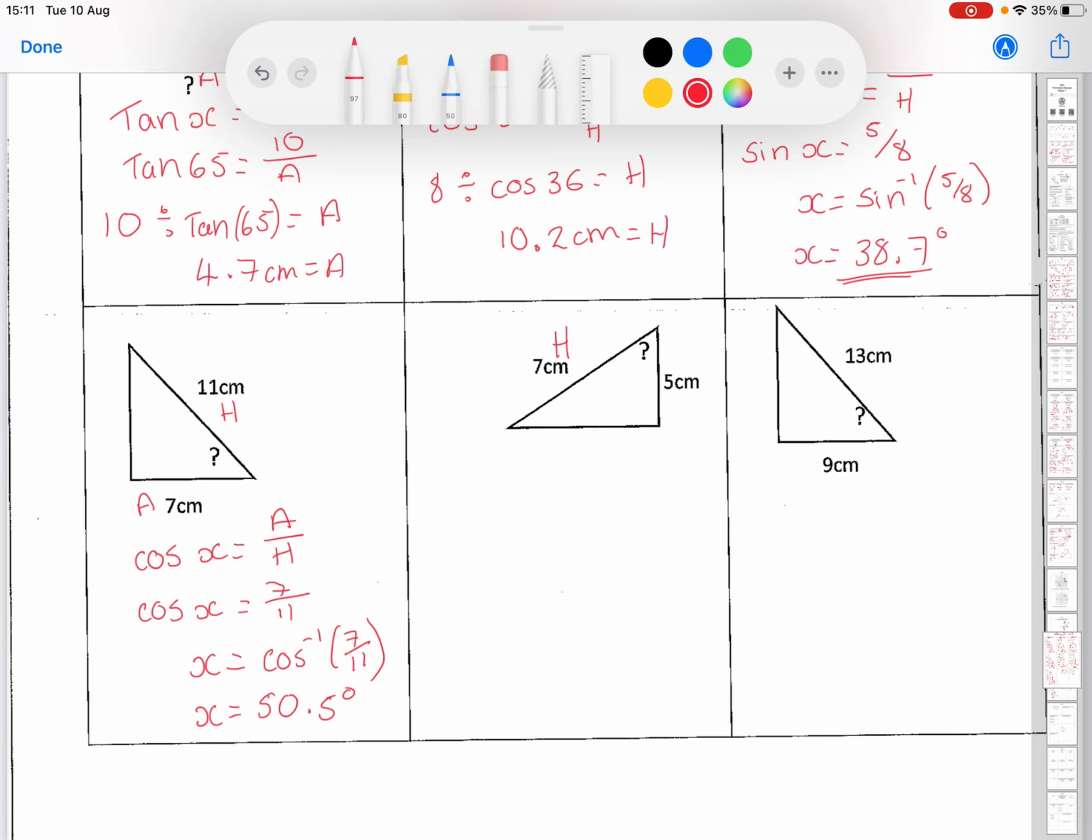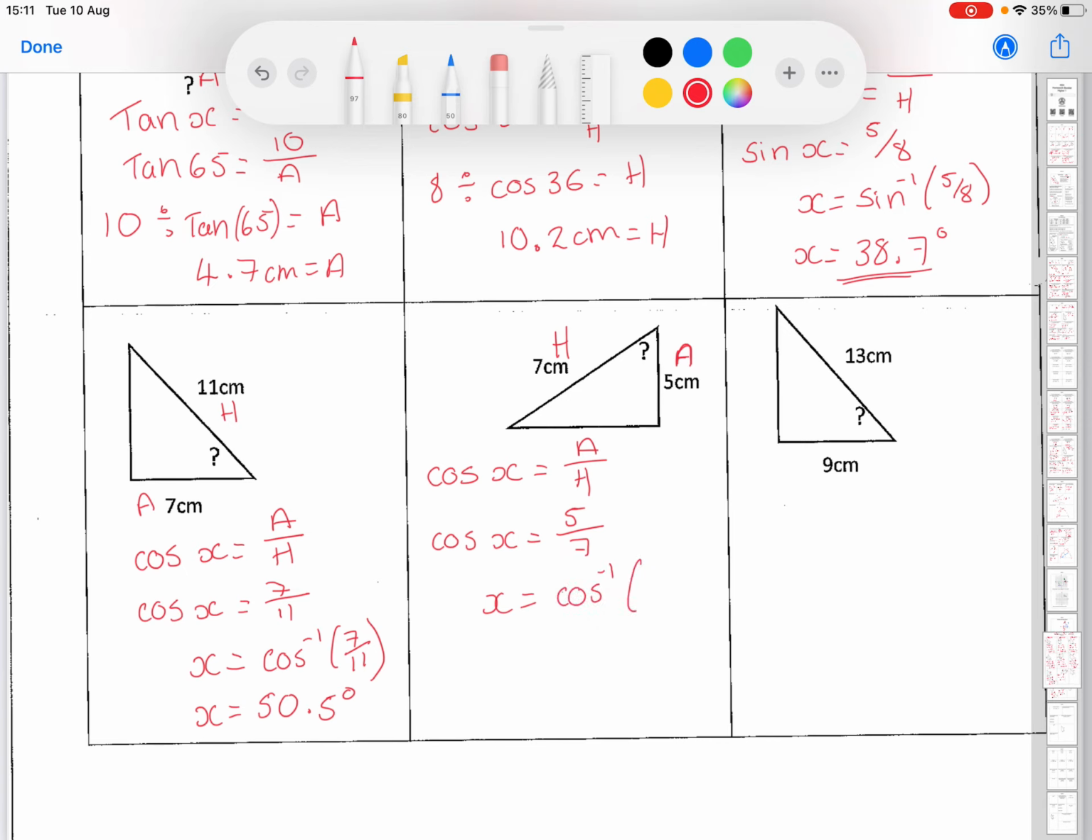Next one, we're also finding an angle. So we've got our hypotenuse, there is our 7, because it is the longest side, opposite the right angle is the diagonal. The 5 is next to the angle. Adjacent means next to, okay? So if you're adjacent to someone, you are next to someone. So A and H is cos again. So we've got cos of the angle x is A over H because CAH. So cos of the angle x is going to be A, which is 5, over our H, which is 7.